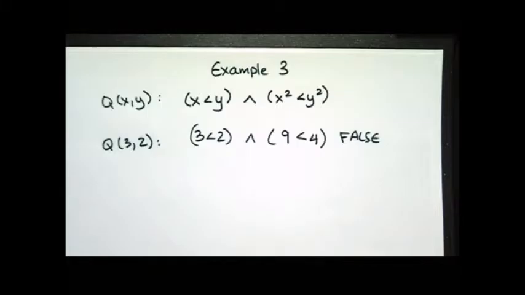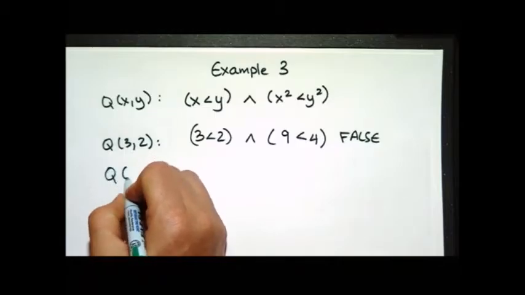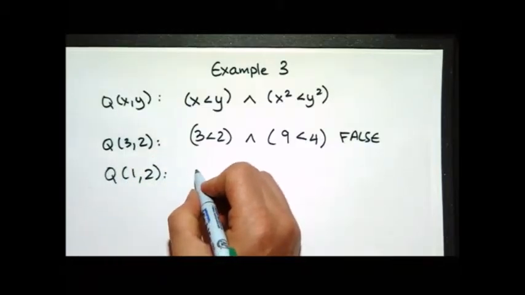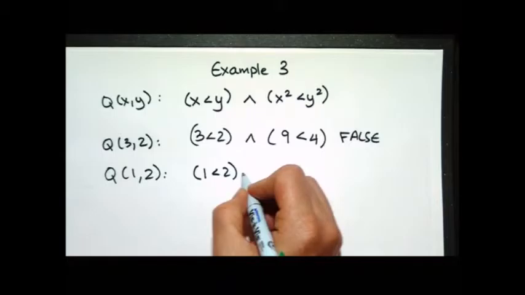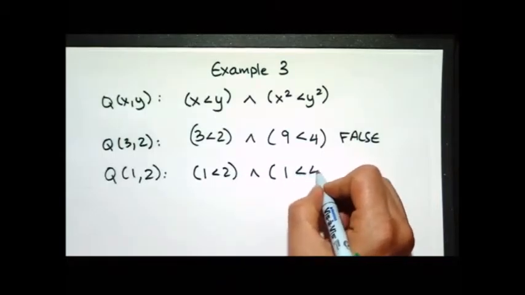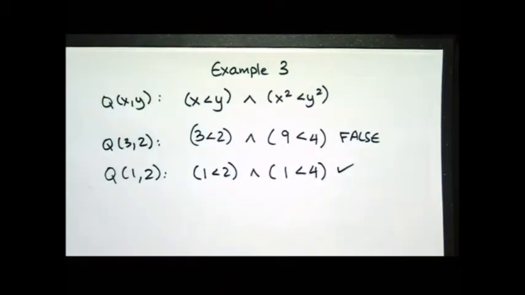Okay. Are there any values of x or y that would make this true? Which ones? 1 and 2. So let's do Q of 1, 2. Okay, that's good. That's true. So we know that it's not always true because we found one false, right? But we know it's sometimes true because we found one that was true.